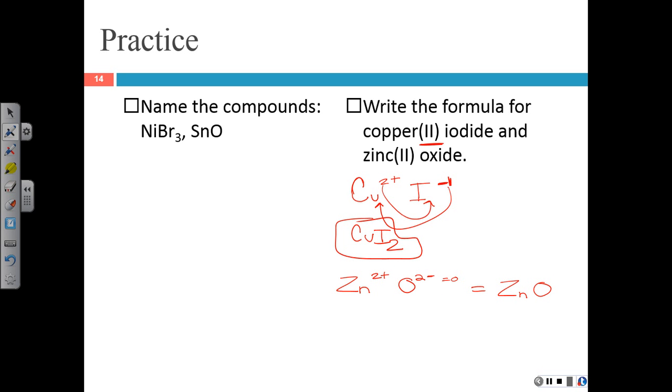Okay, this one right here is the hardest one of all because we have to find the oxidation state. So to do that, we have 1 nickel. So we don't know its oxidation state. We have 3 bromine. Has a -1 oxidation state. So X must equal 3. Y'all stop me if I'm going too fast. Everybody with me on that? Yeah.